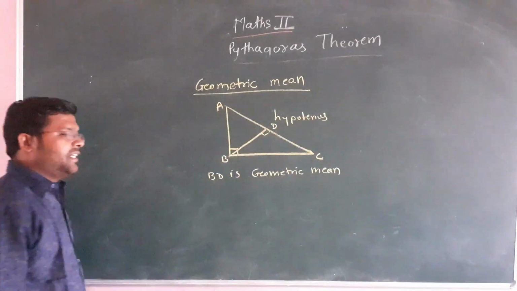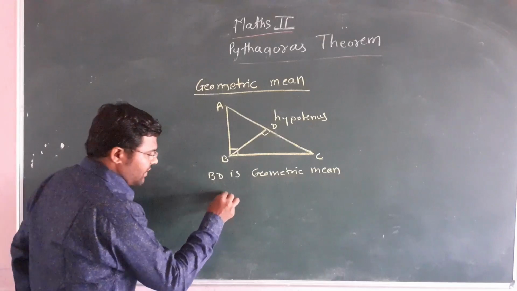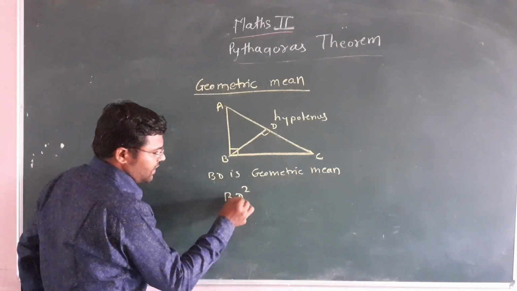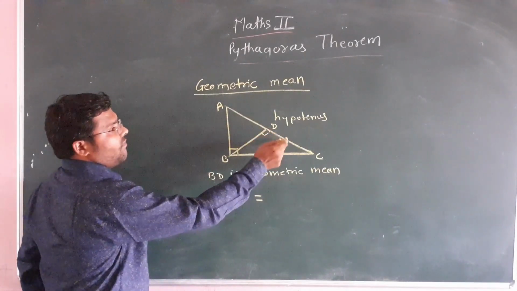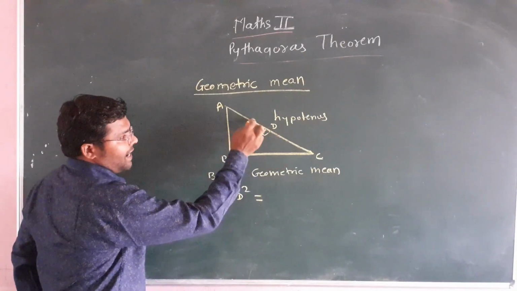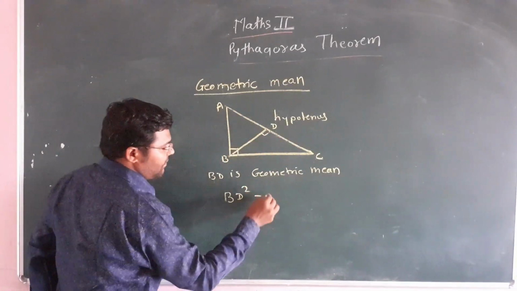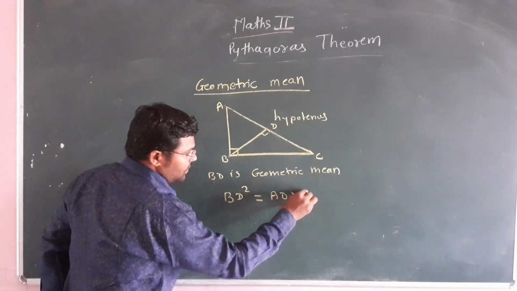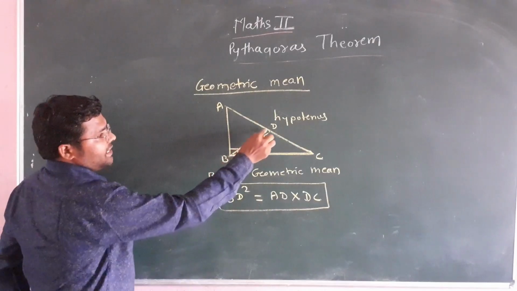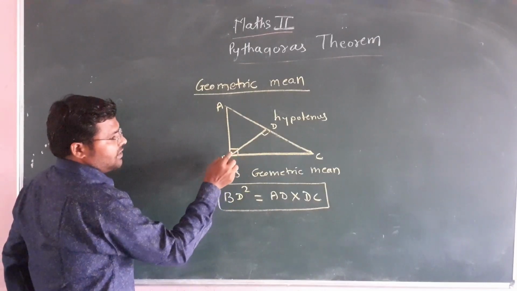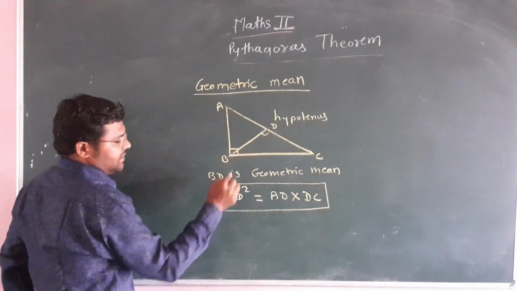BD is the geometric mean, and in the geometric mean theorem, BD square, the square of the geometric mean, is equal to the product of the divided parts of the hypotenuse. The hypotenuse is divided into two parts, AD and DC. So the product of AD into DC. Why is BD the geometric mean? Because it is the altitude drawn from the right angle towards the hypotenuse.